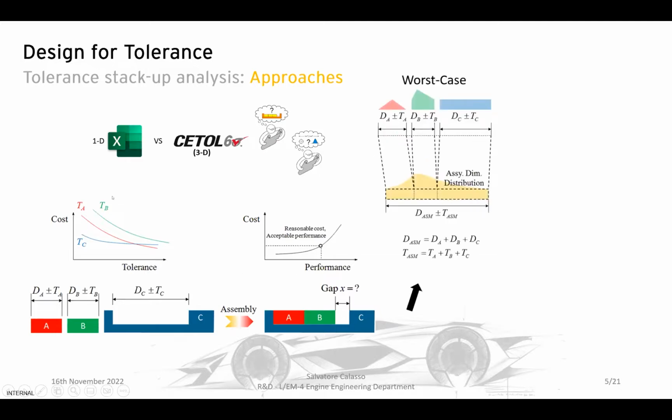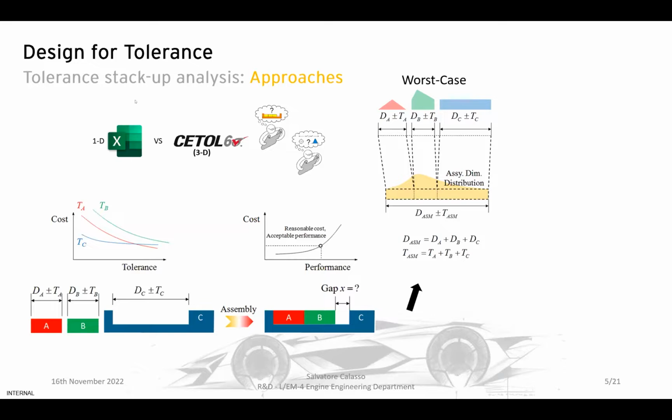Here, just an introduction of the different approaches in tolerance analysis. We can do a simple 1D approach, for example with a spreadsheet, but the difference in using a CETOL tool, Six Sigma, is that we consider the entire 3D world. Sure, it's also considering the geometrical tolerances apart from the dimensional ones.